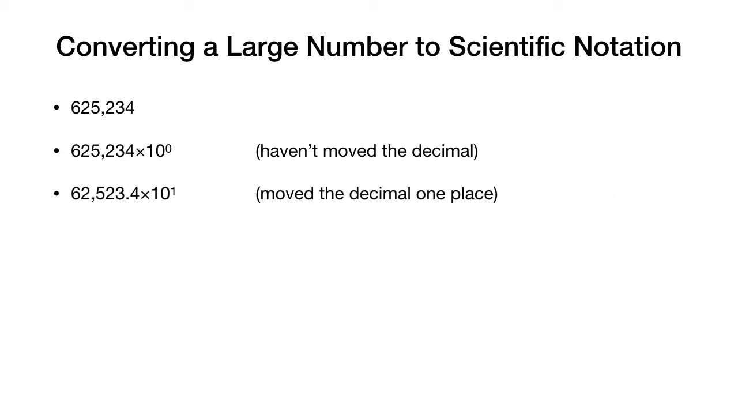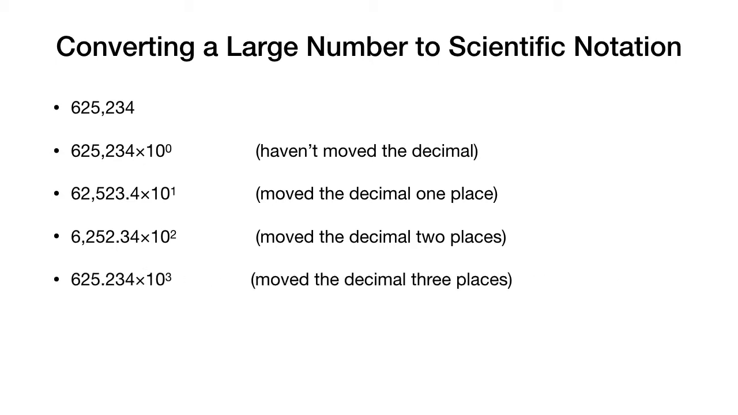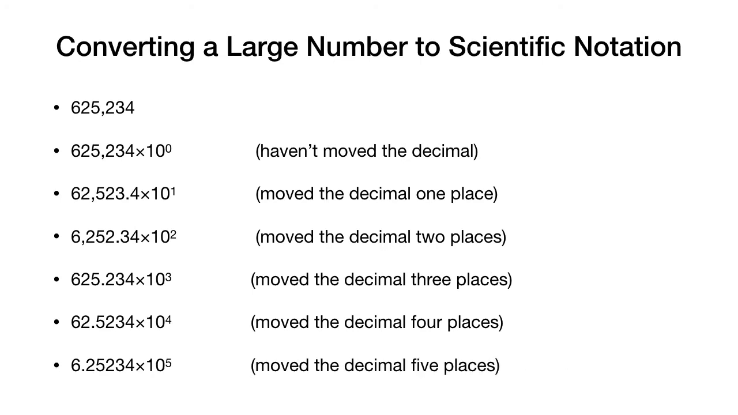But after we move the decimal one place, we have to record that in our power. So if we move the decimal point over, we have to multiply it by 10 to the 1 to recognize that to get our original number back, we're going to have to multiply this number by 10 to the first power. And likewise, when we move the decimal again, we now have 10 to the second power. We're going to move it again to get 10 to the third power. Then we're going to move it again and get 10 to the fourth power.